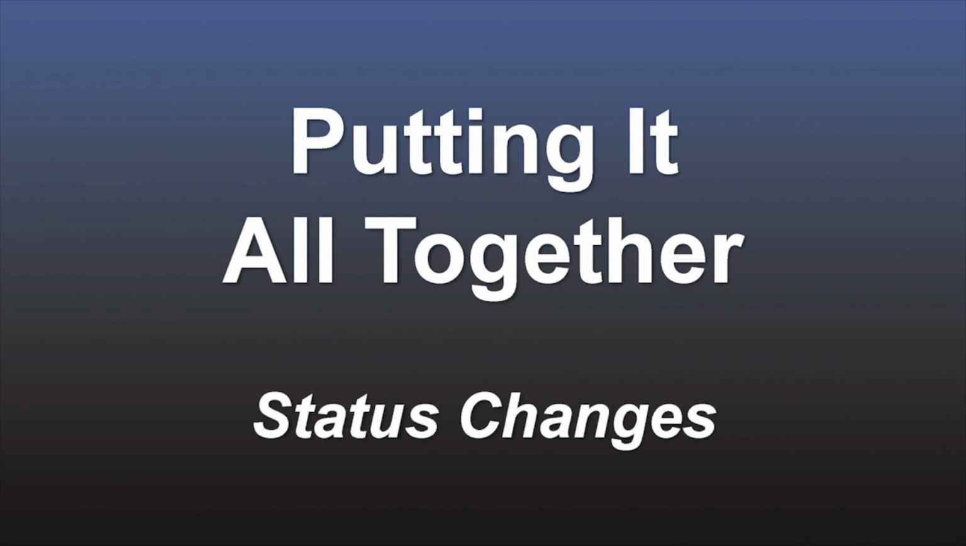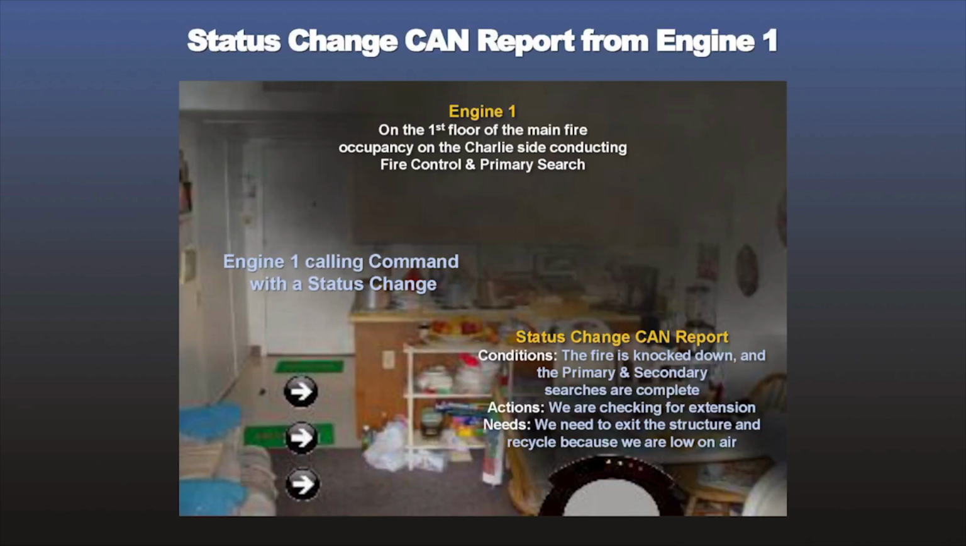The next slide would be an example of a status change being conducted by Engine 1 while inside the hazard zone. In this example, Engine 1 will be requesting a status change while providing a CAN report back to command.